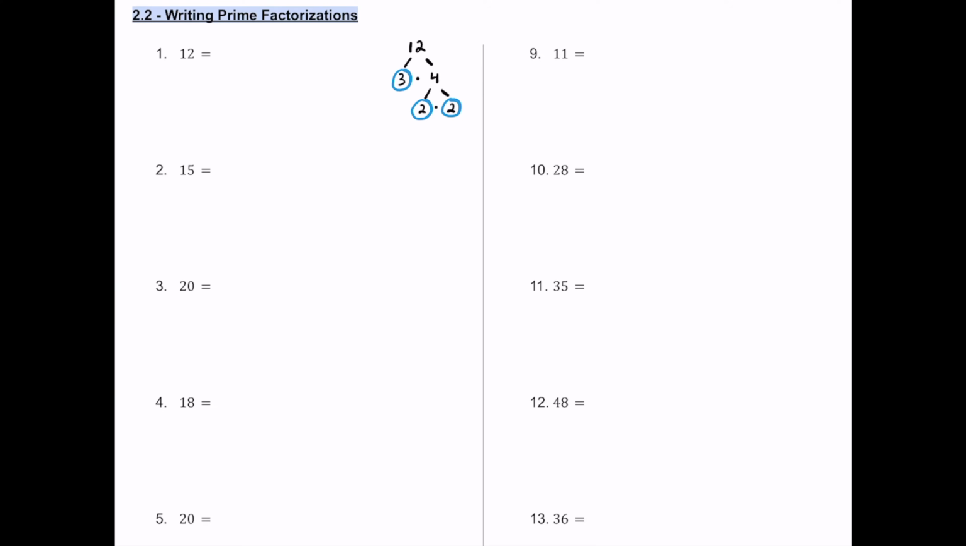And so if we're going to write the prime factorization for 12, it's going to be 2 times 2 times 3. And using exponents, we can say this is 2 to the second power because there's two 2's, times 3 to the first power because there's only one 3.